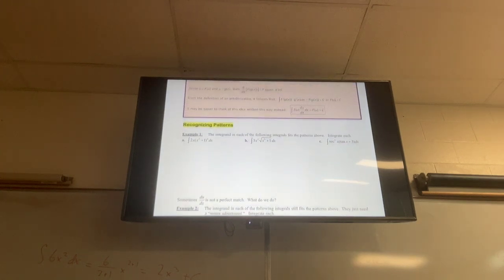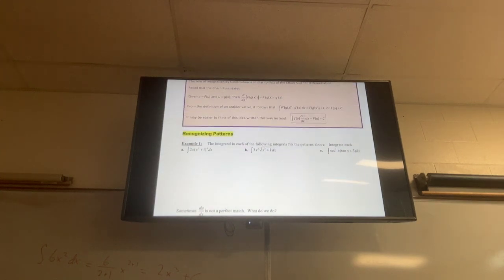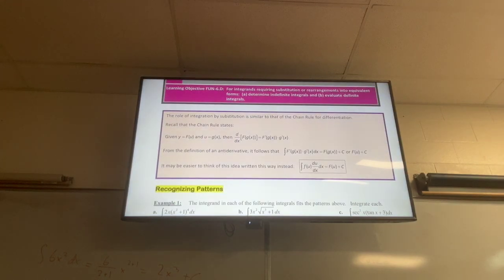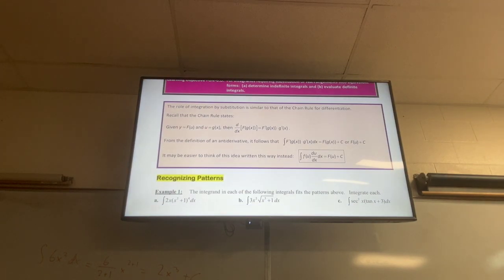Okay, so that was the reverse power rule. What other rules do you think get reversed in the chain rule? Yes. So they call it U substitution. I've always thought of it as the reverse chain rule.